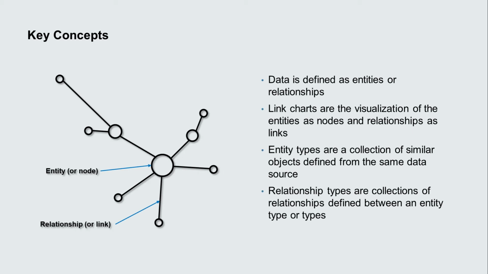So before we get into the steps to conduct link analysis in ArcGIS Pro Intelligence, I want to cover a few key concepts. The visualization of the network is called a link chart. In the link chart, the nodes are the visual representation of the entity. And an entity can be a person, group, activity, or other object such as a vehicle or a cell phone. The lines or links between the nodes are called the relationships. And a collection of similar entities from the same data source is called an entity type, while a collection of relationships between entities is called a relationship type. Don't worry, these descriptions will become clearer as we go along.